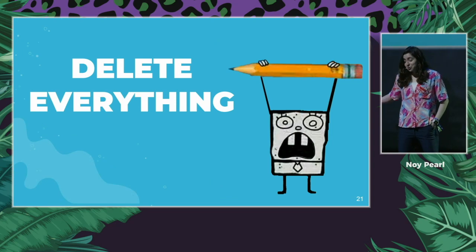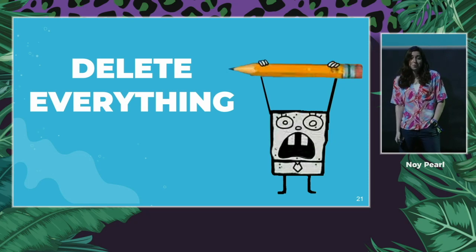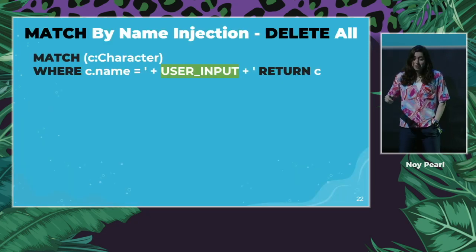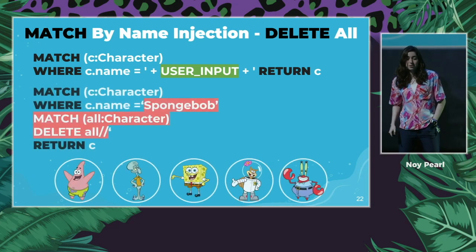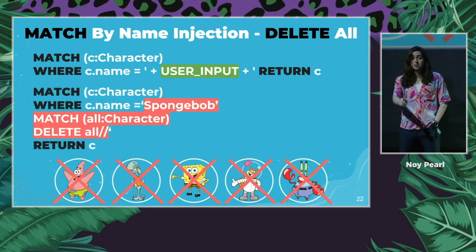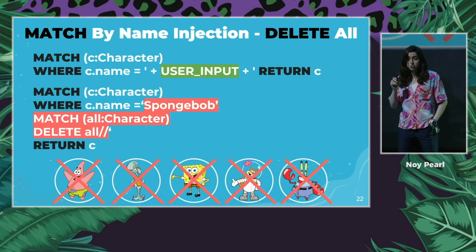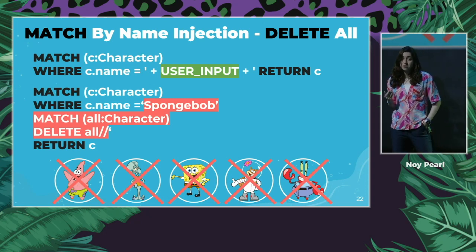But we don't want to do more damage through all this stuff. So let's see how we can just delete everything, and not only our own poor node. What we will insert, this is the same example as before, but this time we will insert something like this. Now, all of this red background text will be the actual injection. We will insert again SpongeBob with single quotes to end the string, and then we'll insert two clauses.